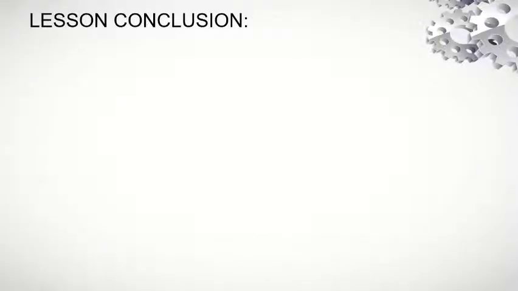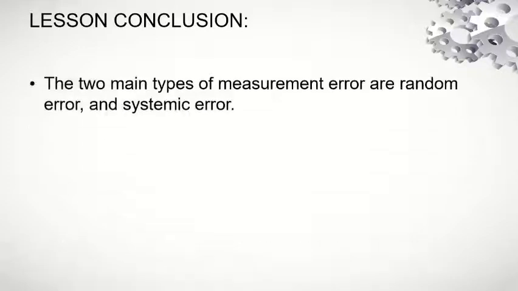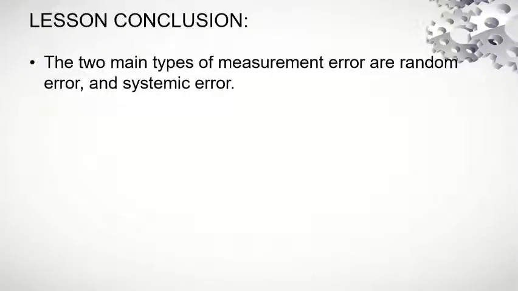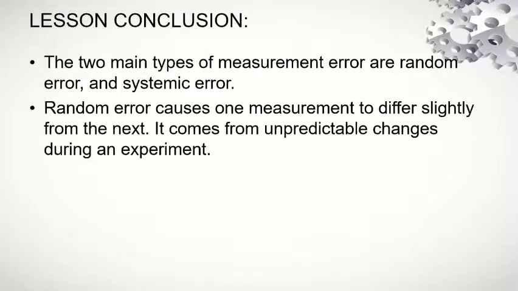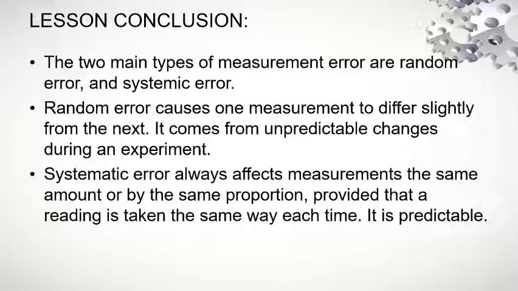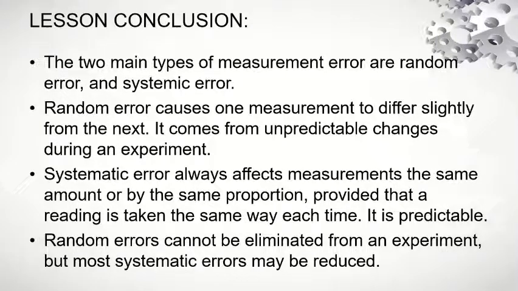So, what can we learn from that? The two main types of measurement error are random error and systematic error. Random error causes one measurement to differ slightly from the next. It comes from unpredictable changes during an experiment. Systematic error always affects measurements by the same amount or by the same proportion, provided that a reading is taken the same way each time. It is predictable. Random errors cannot be eliminated from an experiment, but most systematic errors may be reduced.